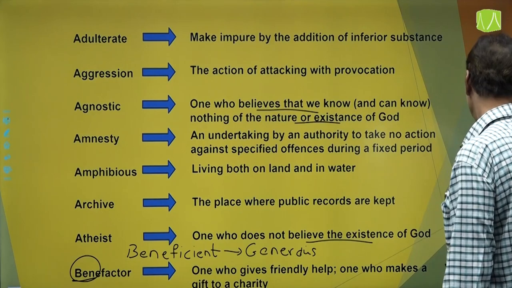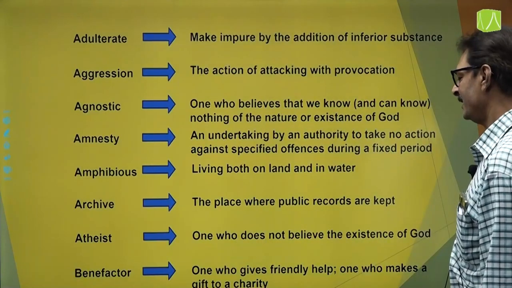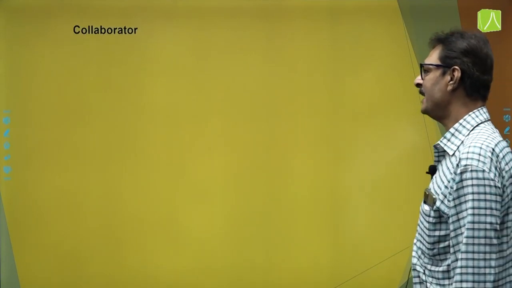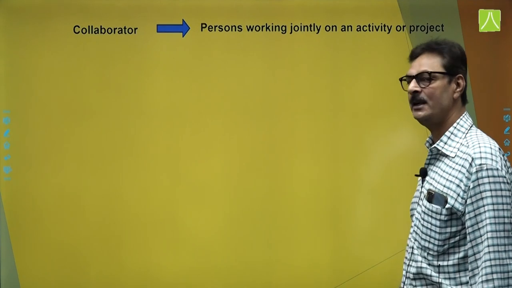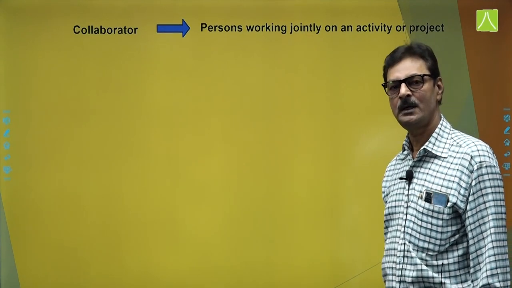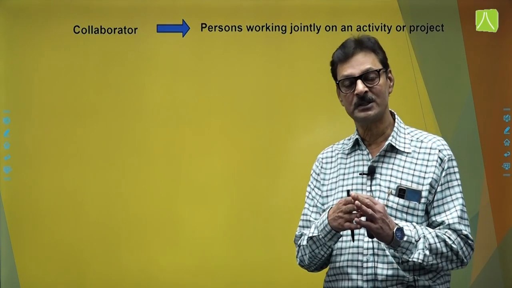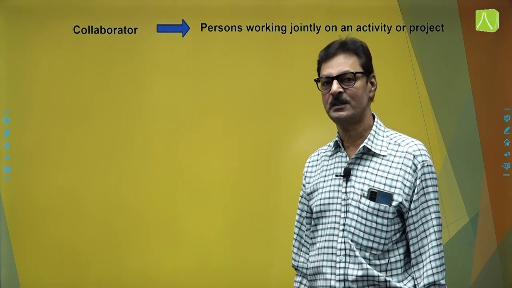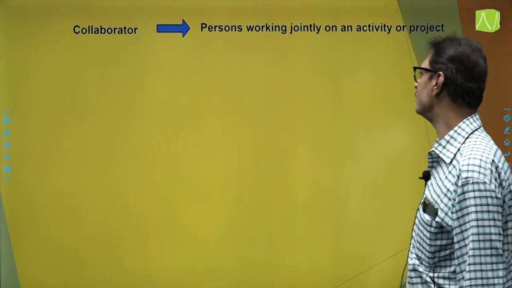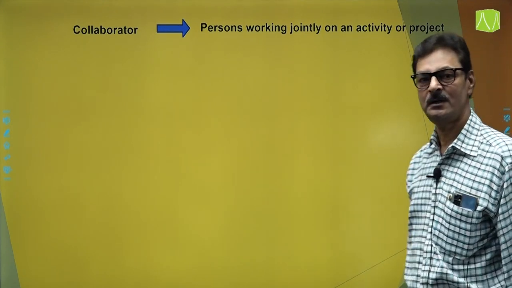Okay, let's move on. Next, collaborator. Now, who is a collaborator? Collaborator is a person working jointly on an activity or a project. When two companies also join, that is collaboration. When companies join together, we term that as collaboration. And collaborator is a person working jointly on an activity or a project.